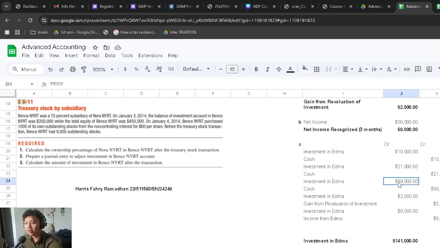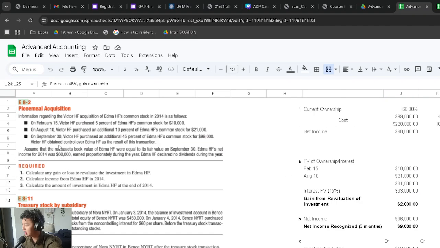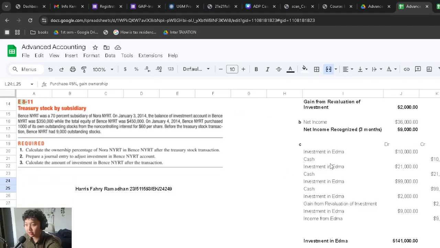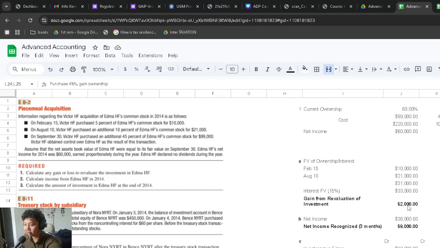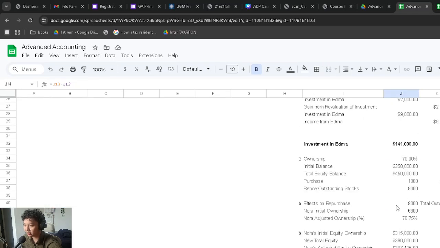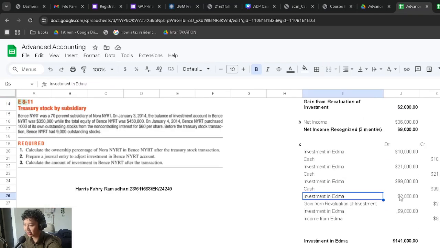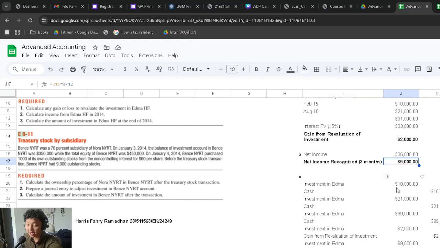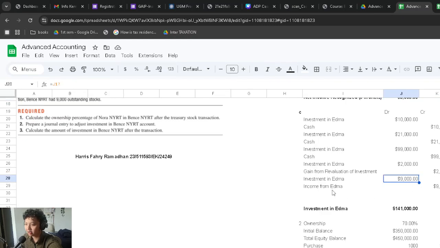But then from this, Victor gained ownership of Edma. So then there are some adjustments that need to be made, such as the gain. You need to recognize the gain that we previously calculated here of 2,000. So the way I recognize it is I increase the investment account and I recognize the gain in a gain account. There's also another thing, which is income. We have calculated the income before, and then we just need to increase investment and increase income. And so from there, sum it up, and you should get 141. That's how I answered number 1.